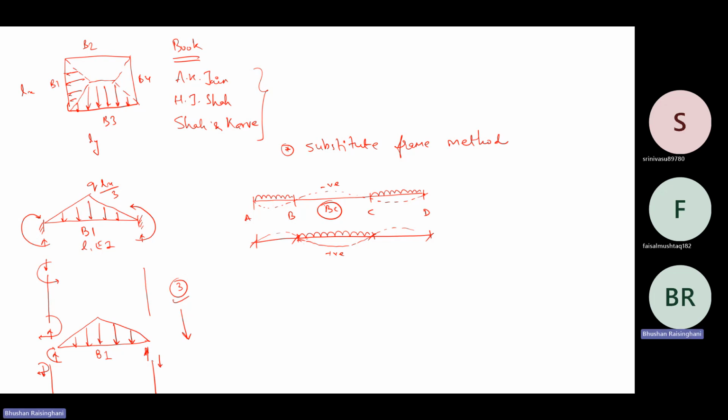So this way, the assumptions in the substitute frame method also have to be referred to, and they are very well covered in the book by A.K. Jain and B.C. Punamiya, RCC Designs by A.K. Jain and B.C. Punamiya. It is a voluminous book of maybe 800 pages, which I also have and I refer to it whenever it is required.